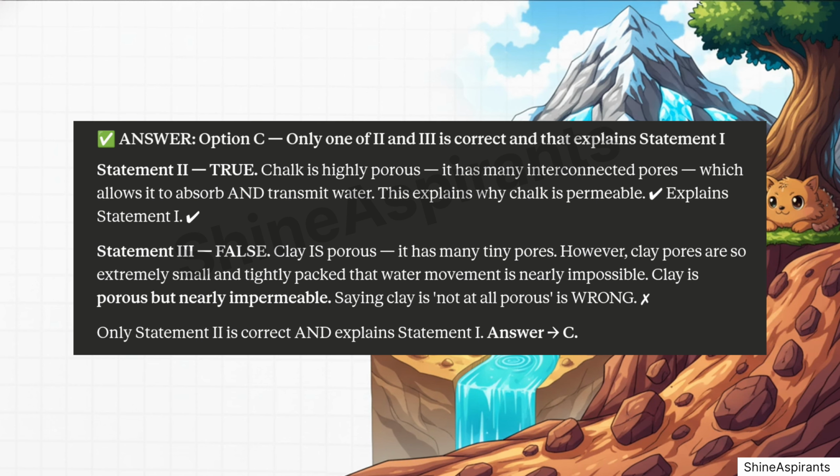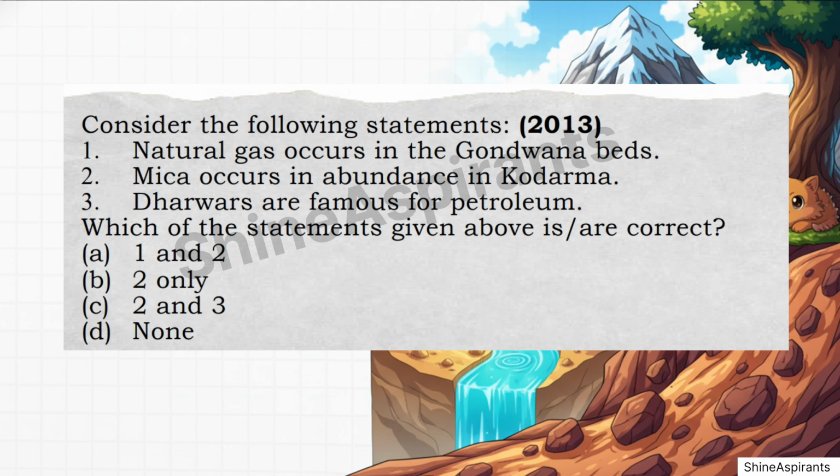Answer C. Question 10, UPSC Prelims 2013. Consider the following statements. 1. Natural gas occurs in the Gondwana beds. 2. Mica occurs in abundance in Koderma. 3. Dharwars are famous for petroleum. Which of the statements given above are correct? Option A, 1 and 2. Option B, 2 only. Option C, 2 and 3. Option D, none. Pause 8 seconds.